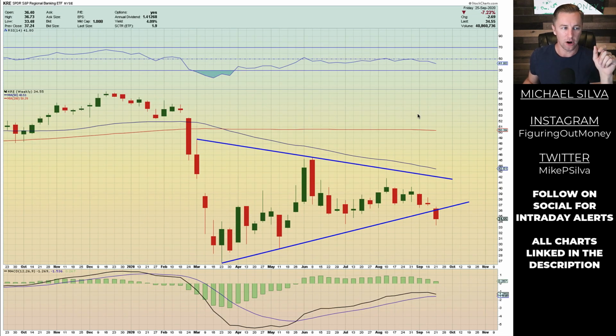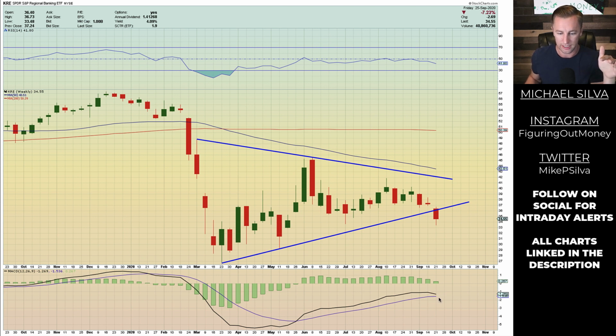Here is the KRE, and the KRE is the Regional Banking ETF. And this is important because this is like the everyday bank. This is a lot smaller than the banks like Bank of America, JP Morgan, Goldman Sachs, Wells Fargo. These are a lot smaller. Call them the mom and pop banks. And this has a very similar type pattern, but took a bigger hit than the big banks, down 7.23%.